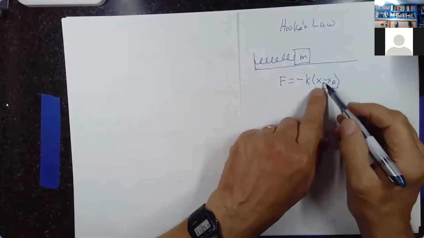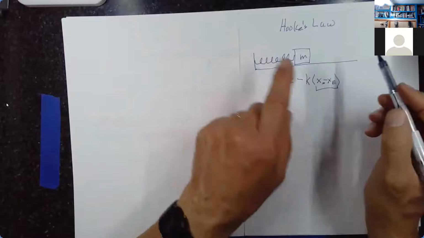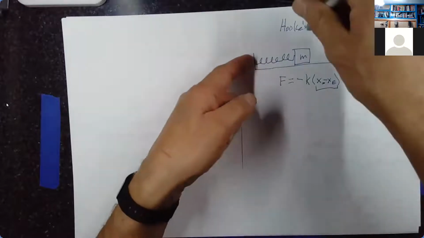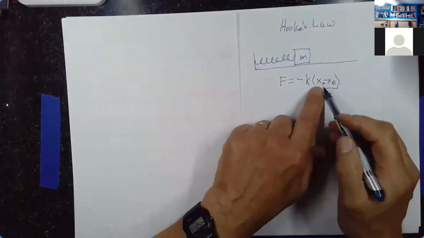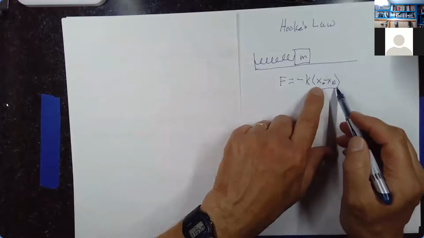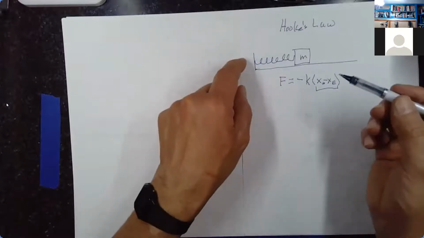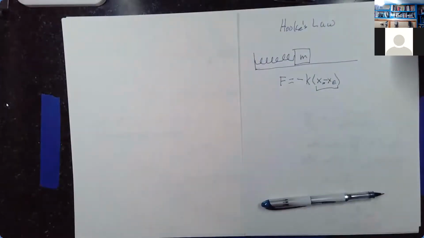So if you make x greater than x sub e, you're stretching the spring. And so this part's positive, but then the force is negative. Okay, so anytime you pull it to the right, it's going to pull back. If you make x less than x sub e, x minus x sub e will be negative, and you'll have a negative times a negative. The force will be in the positive direction. So those are some things about forces that vary with position.